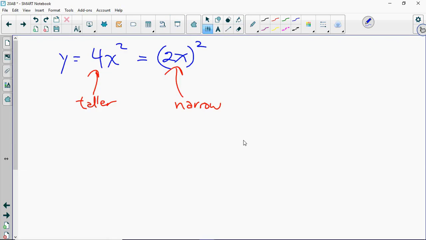I've discussed this before. Sometimes, if we're dealing with a simple enough function, a vertical stretch is a horizontal compression, and a vertical compression is a horizontal stretch, just depending on how you think about it. So here I've got the same function written twice. Obviously, 4 times x squared is the same thing as 2 times x all squared. On the left, I consider it to be 4 times taller.